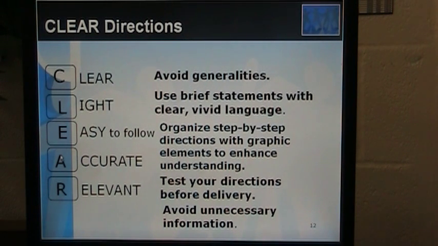Hopefully this slide is giving you some great information about keeping directions clear by making sure that they're clear, light, easy to follow, accurate, and relevant. Let's move on.